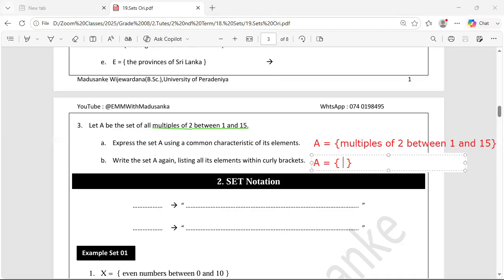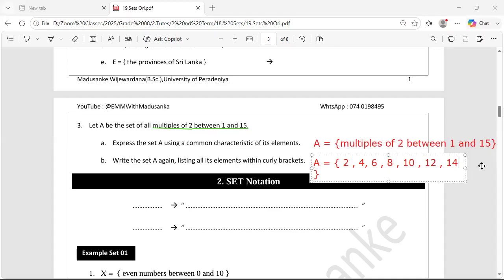Multiples of 2 between 1 and 50. The first one should be 2. The next multiple is 4, 6, 8, 10, 12, 14, then 16. Can you take 60? No. They are asking for the multiples of 2 between 1 and 50, so 60 is greater than 50 and we are not going to write it. So this is your answer.